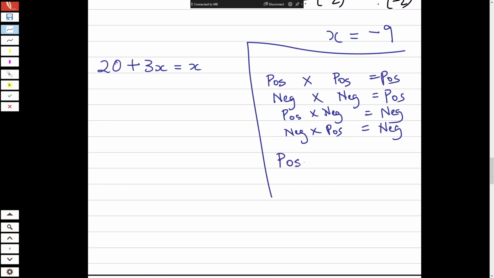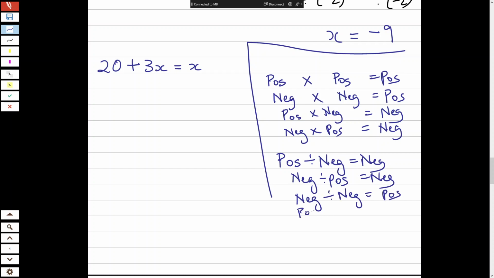All right, positive divided by negative is negative. Negative divided by positive is positive. No, negative. Negative divided by negative is positive. And positive divided by positive is positive.